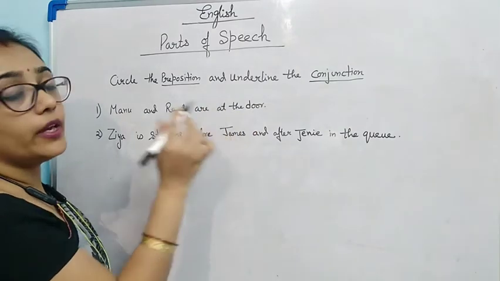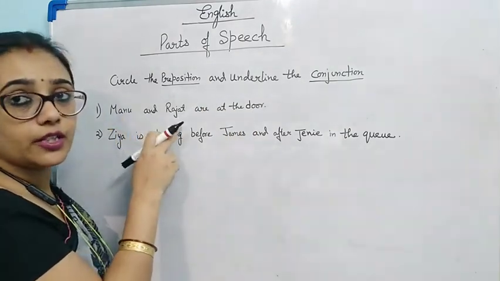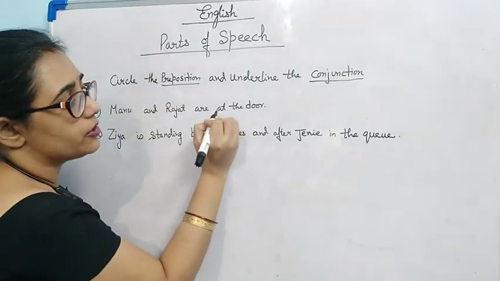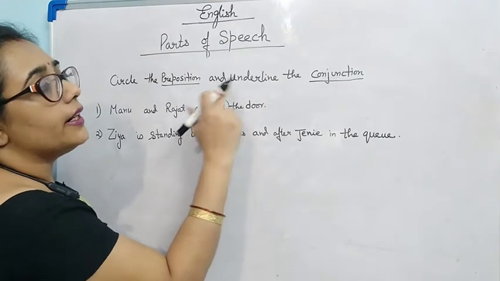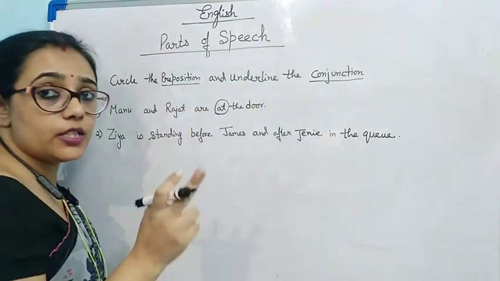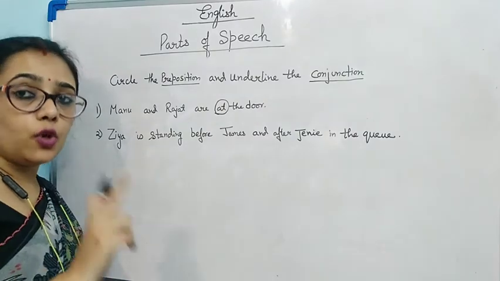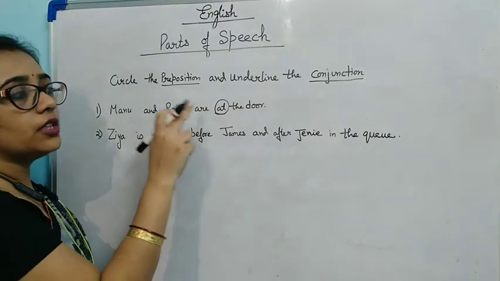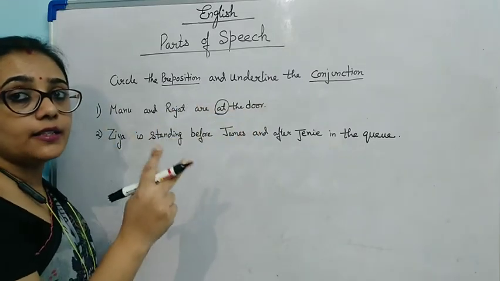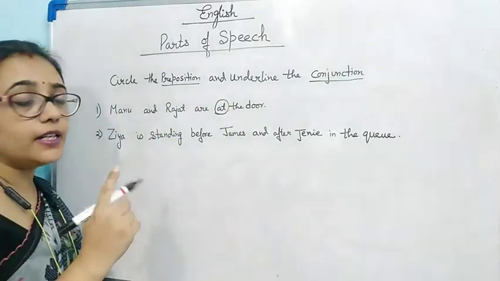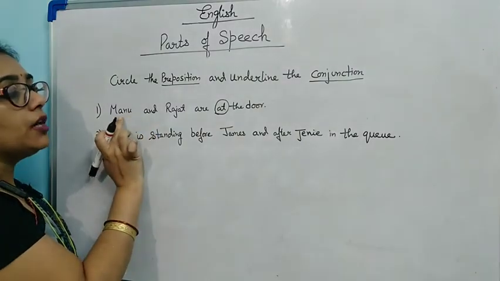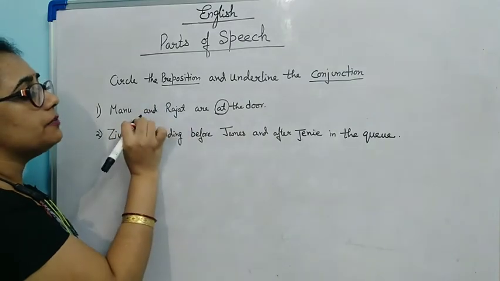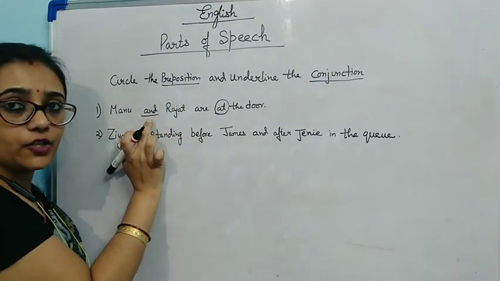At word is showing the position of Manu and Rajat. So, at is what? Preposition. We have to circle the preposition. At. Underline the conjunction. Now, what is conjunction? You know conjunctions are joining words. If I say Manu is at the door, Rajat is at the door, two sentences I have joined into a single sentence by the word and. Manu and Rajat are at the door. So, underline the conjunction. And is the conjunction here.